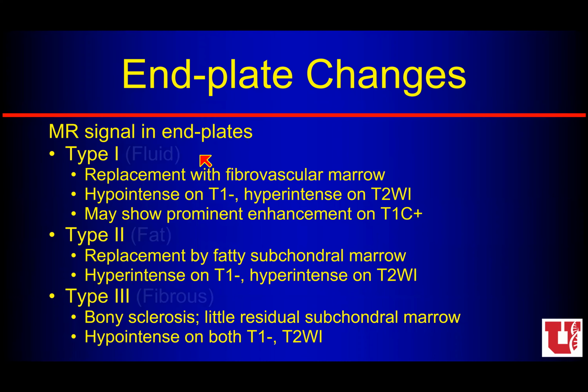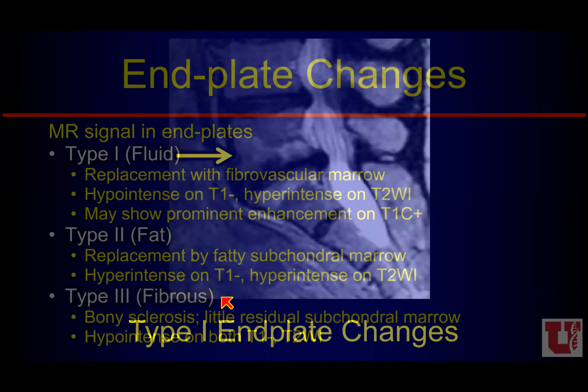So we can think about that kind of as fluid, fat, and fibers. Type 1 fluid: dark on T1, bright on T2. Type 2 fat: bright on T1 and T2, fully suppresses on STIR. And type 3 fibrous: dark on T1 and T2 on that imaging.